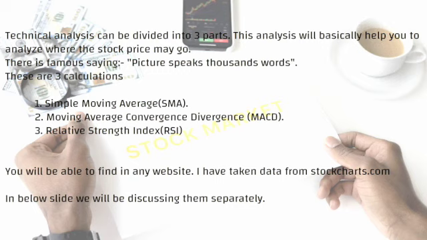These are three calculations. 1. Simple moving average, also called SMA. 2. Moving average convergence divergence, also called MACD. 3. Relative strength index, or RSI. You'll be able to find them on any website. I have taken data from STOCKS.com. In the slides below we will be discussing them separately.